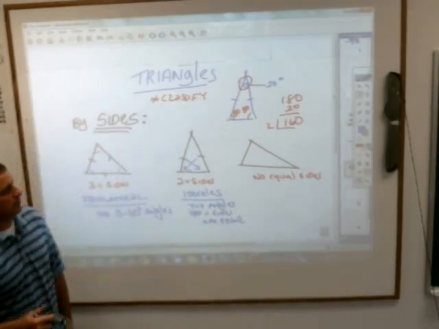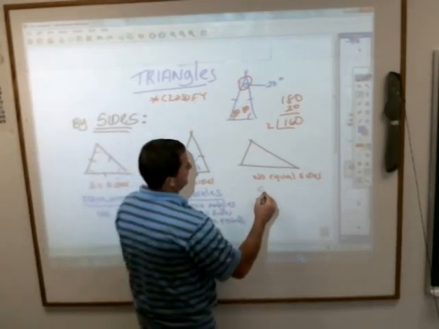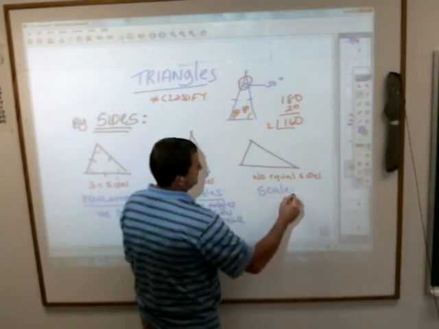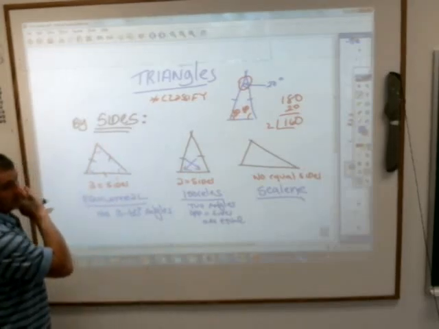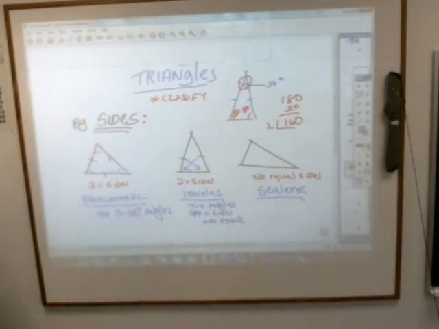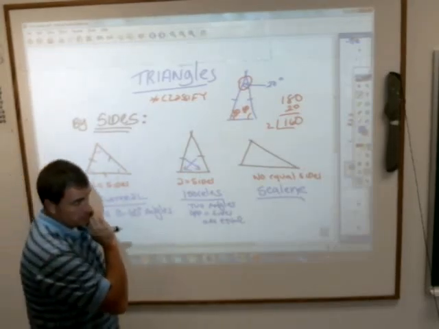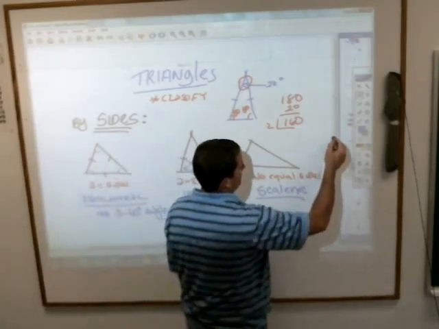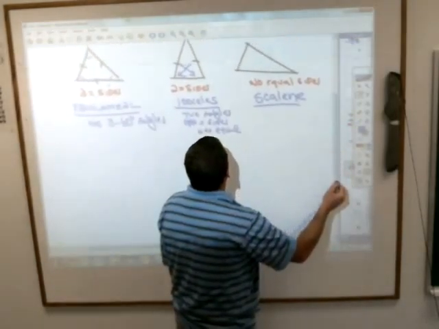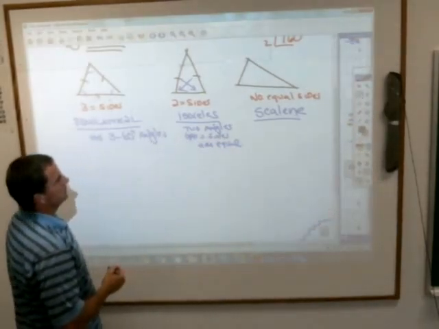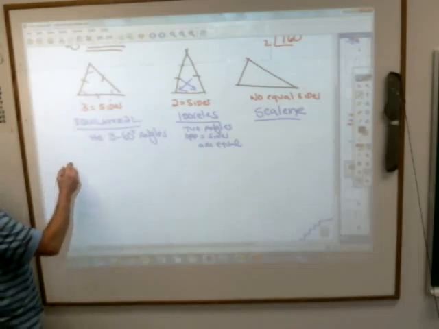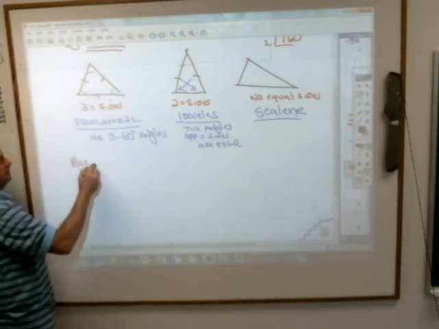No equal sides, Lauren? Scalene. Yes, scalene. And if a triangle is scalene, none of the angles will be equal, nor will any of the sides be equal. Just the way it is. Good for you. So that's classifying them by their sides. That leaves us with classifying by their angles.